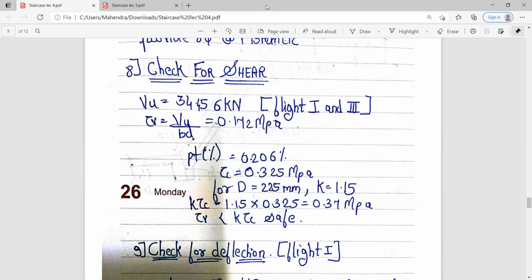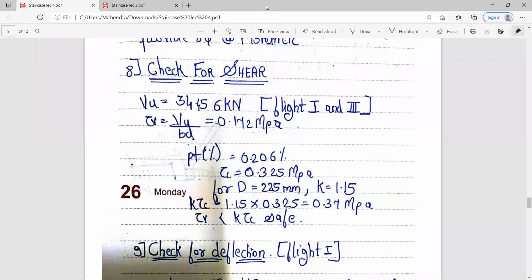Then you need to calculate minimum percentage, already you had calculated. Then tau c you will get from the IS code, that is 0.325 megapascal. And K, the value of K from page number 72 of your IS 456 2000. So whenever your D value is 225 mm, K you will get as 1.15 from your IS code. So K into tau c is 0.37.